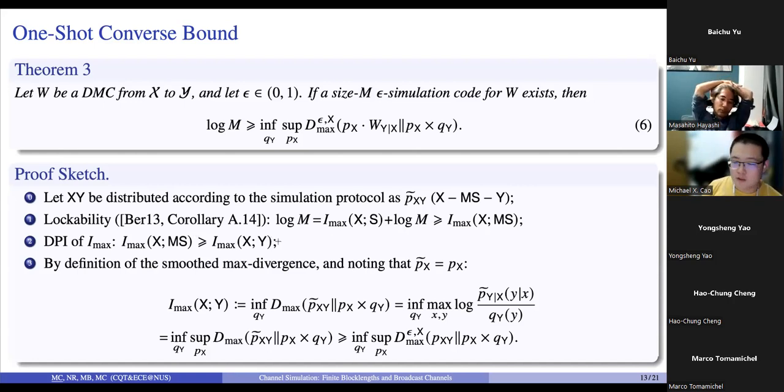Then using the data processing inequality, we can replace MS by Y. The remaining part is just to expand this Imax and consider the definition of the smooth divergence. Firstly, Imax of XY is defined like this. This is the infimum over Q. Then this is again the definition of Dmax. Then we swap and add a supremum over P_X instead of max X. In particular, in this case, notice that this expression actually has nothing to do with P_X. We can just add P_X in the denominator and numerator. So this is greater or equal to the partial smooth Dmax because of the definition.